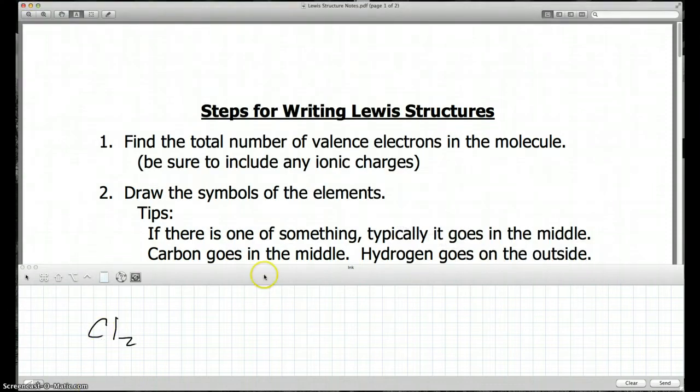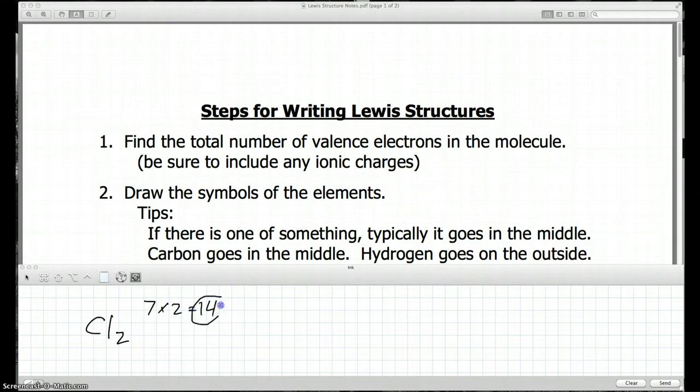Okay, let's try that again. Chlorine, Cl2. We got 2 chlorines, and each chlorine has 7. So 7 times 2, we have 14 total valence electrons to work with.